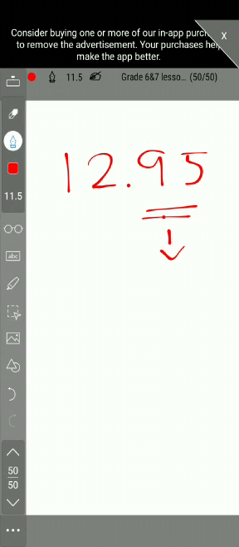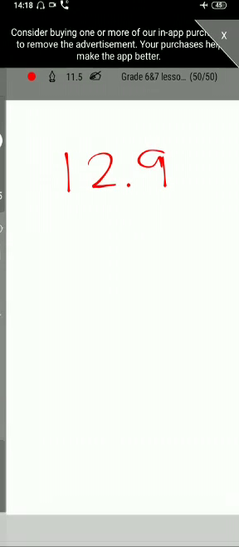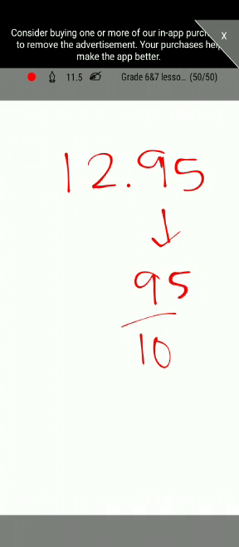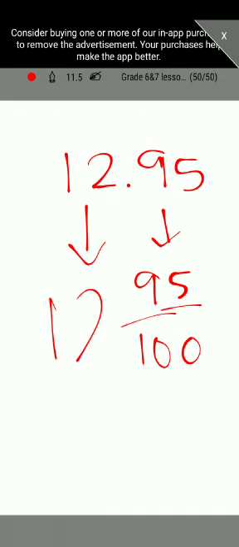If you only had 12.9, it would be 9/10. This 9 represents 9/10, the value of this 9 is tenths. But if you have 95, this is 95/100. And you're going to write this 12 as 12 whole. The value before the decimal, this is ones and tens, so this is 12 whole. So 12 whole and 95 upon 100, you're going to write this as a fraction.